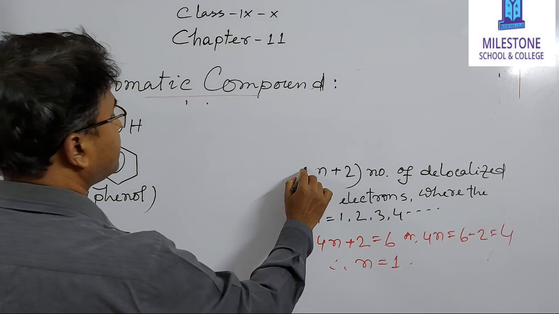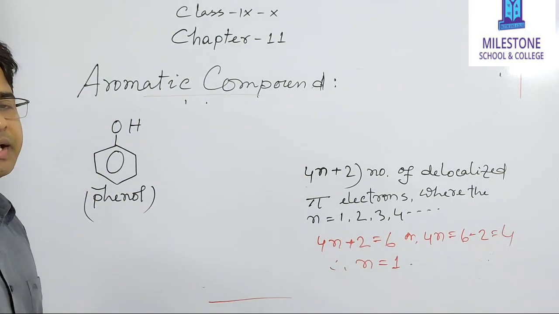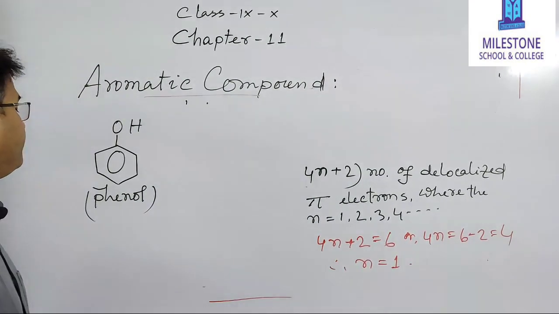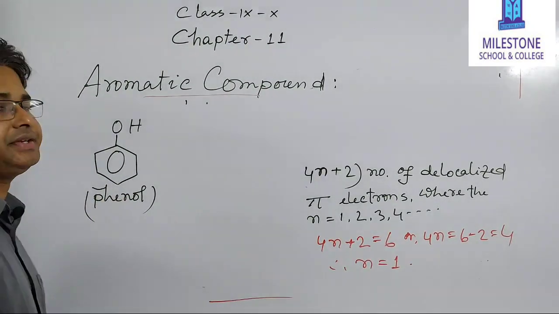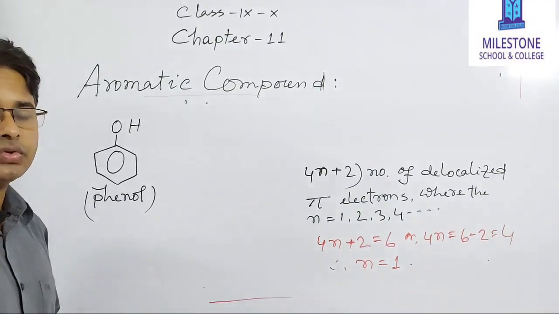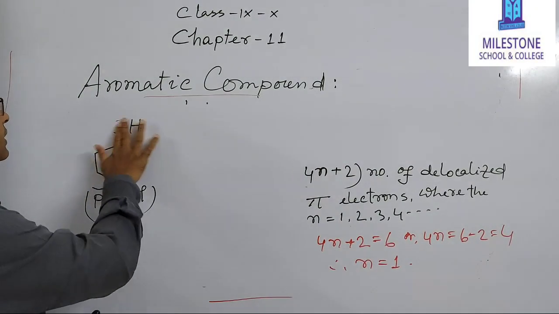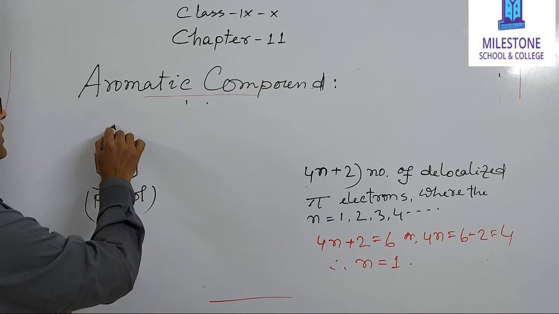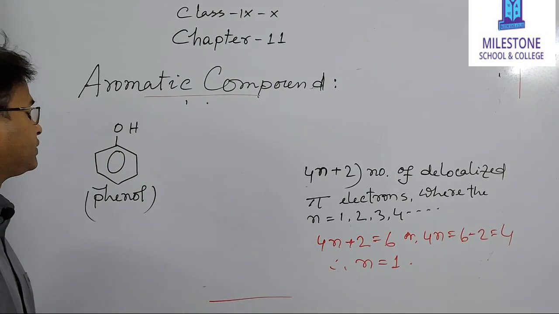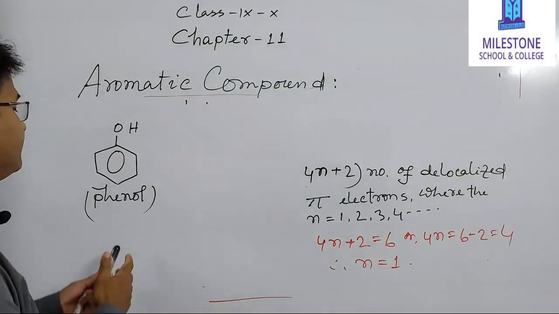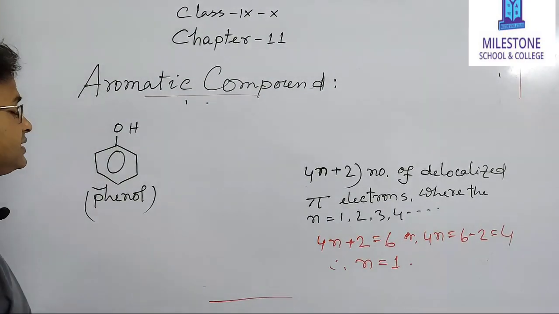Phenol is an aromatic compound because it contains a coplanar cyclic benzene ring. Actually, phenol is a derivative of benzene. You know that benzene is an aromatic hydrocarbon, and one hydrogen atom was replaced by an OH group, and the OH group is bonded with the benzene ring directly. That's why phenol is a derivative of benzene. That's why phenol is an aromatic compound.